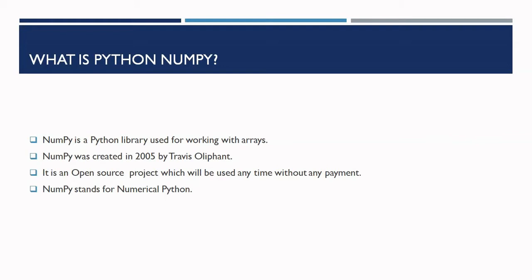In Numpy, the number of dimensions of the array is called the rank of the array, and a tuple of integers giving the size of the array along each dimension is known as the shape of the array. An array class in Numpy is called ndarray. Elements in a Numpy array are accessed using square brackets and can be initialized using nested Python lists. Numpy was created in 2005 by Travis Oliphant. It is an open source project which can be used anytime without any payment. Numpy stands for Numerical Python.